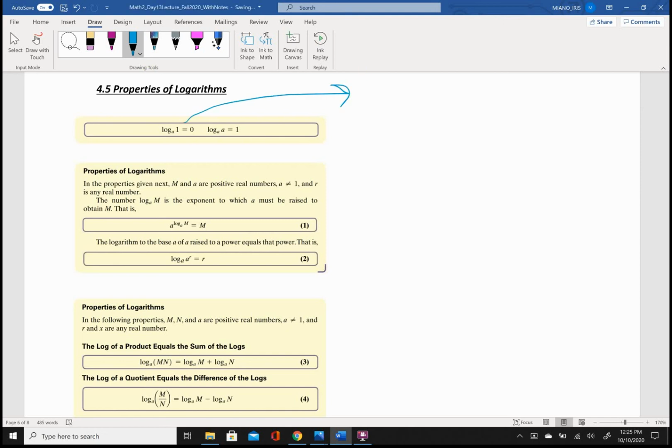If we were to convert this into its exponent equivalent, it would be a to the 0 power equals 1, right? Which is just to say anything to the 0 power is going to equal 1. This is the 0 exponent property, but in logarithmic form.